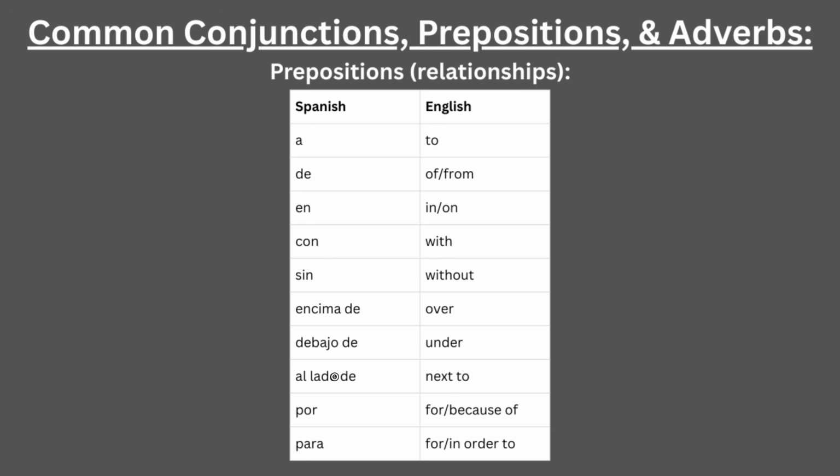Moreover, prepositions show relationships between words, and common ones are a, de, en, con, sin, encima de, debajo de, al lado de, por, para. Some of the prepositions often need de in context, and the words por and para are quite complex, requiring a separate video for their use.